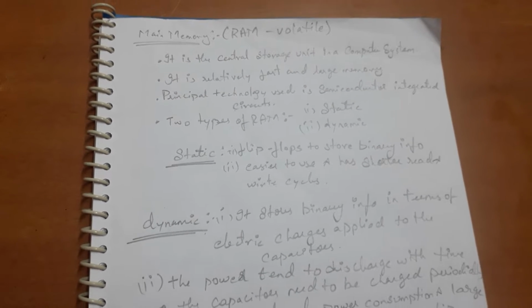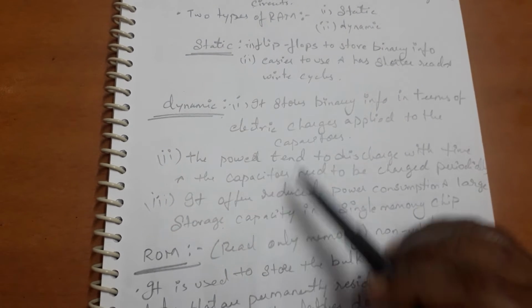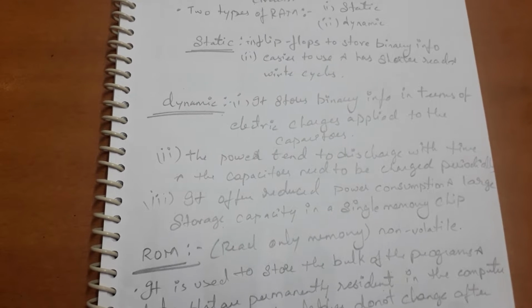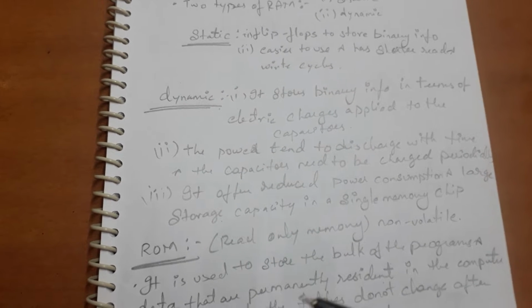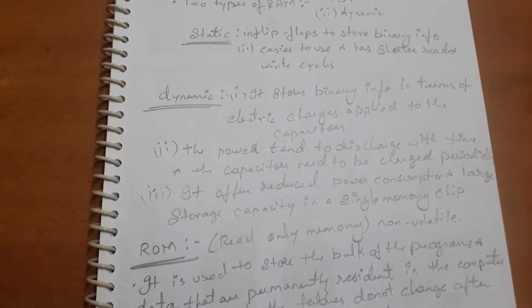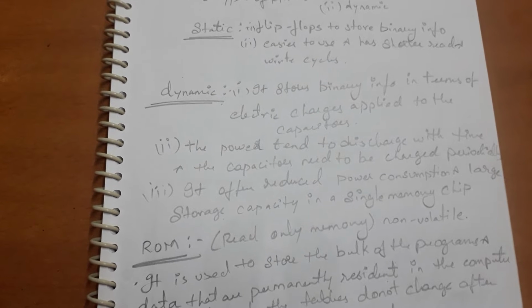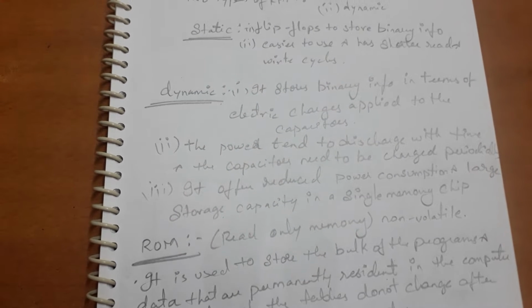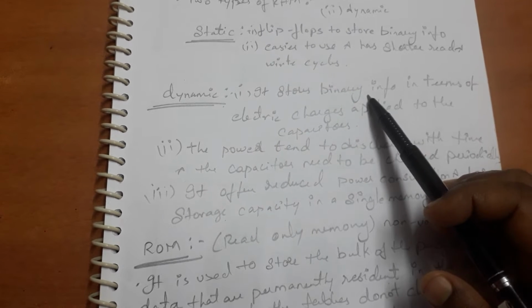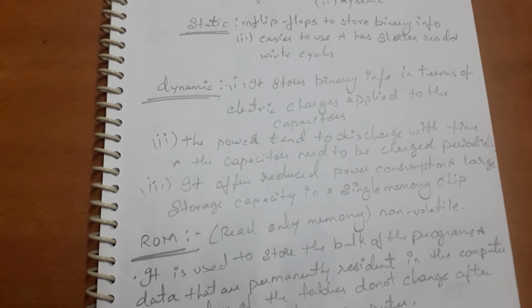Now let us move to the next type of RAM, which is dynamic RAM. It stores the binary information in terms of electric charges, and these electric charges are applied to capacitors. So I can say that this type of RAM is made up of capacitors. Okay, and this binary information is applied to these capacitors in terms of electric charges.